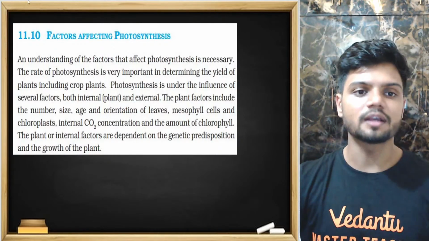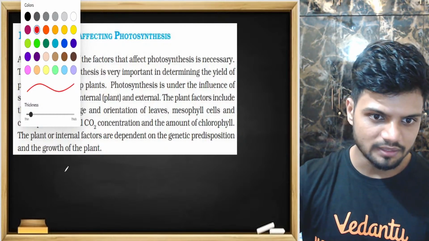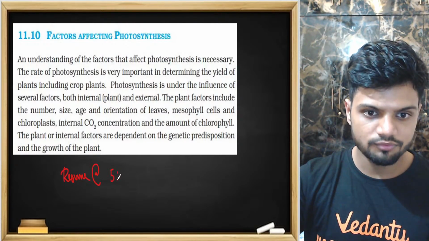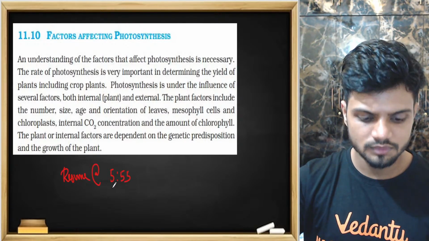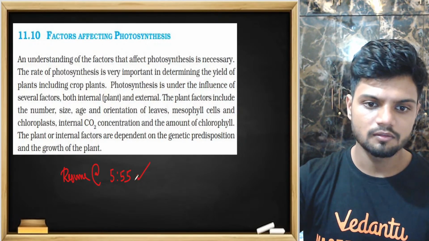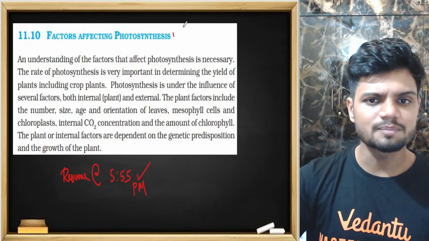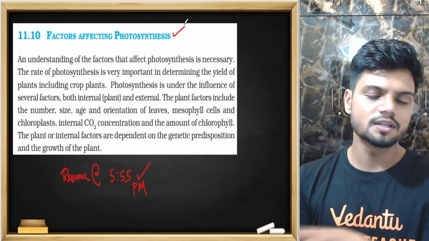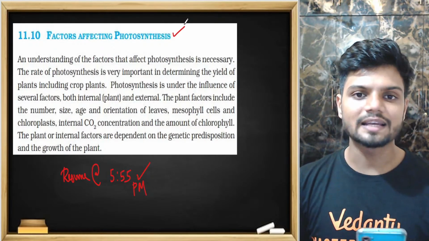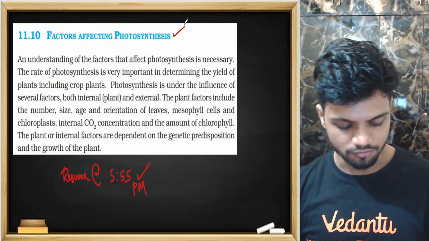Now students, we'll take a 20 minute break. I'll go drink some water and eat something and come back. I'm a little hungry. So we'll take a break, and class will resume at 5:55 p.m. Then we will do the last part of today's class, that is going to be factors affecting photosynthesis. So we will see you exactly at 5:55 p.m. Until then, all of you go eat something and drink some water and come. Quickly go. Run.